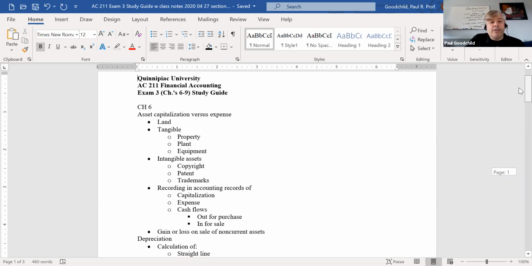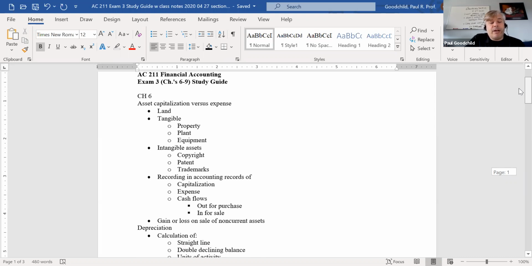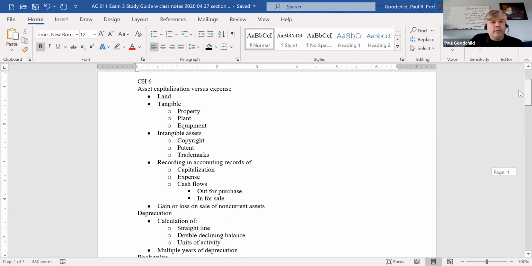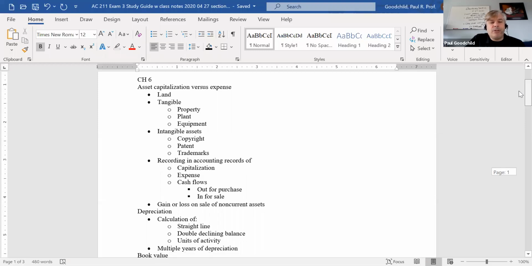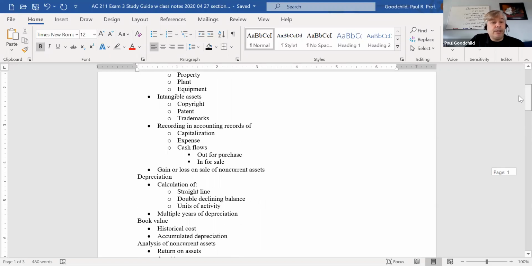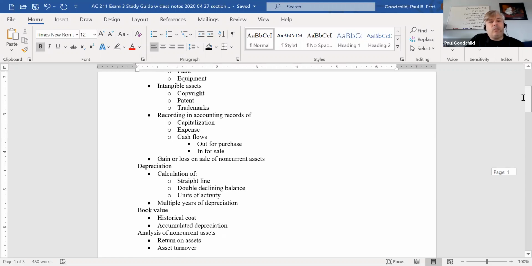So chapter 6 is about non-current assets. There's a few things there: capitalization, depreciation, and then looking at some of the expenses that surround them. So first thing, what are long-term assets? You have land, tangible property, plant and equipment, intangible assets, copyright, patent, trademarks. And then what do you need to know about those?